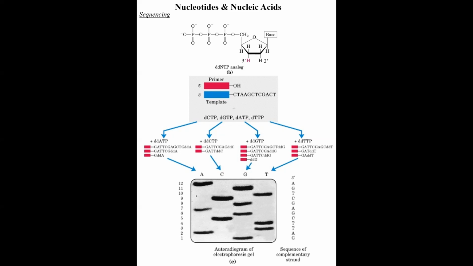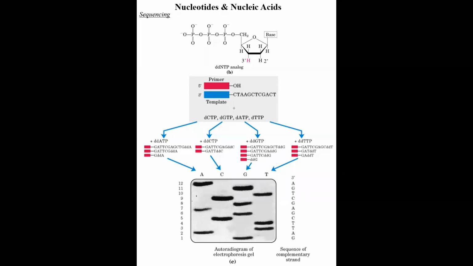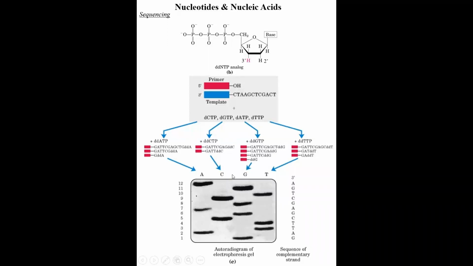Chain termination method. Here you can see that after chain termination, because these ddATPs are labeled, if we carry out the autoradiogram of that electrophoretic gel, then we can see different fragments. These different fragments basically tell us about the position of the first row, which tells us about the position of adenine in the DNA.